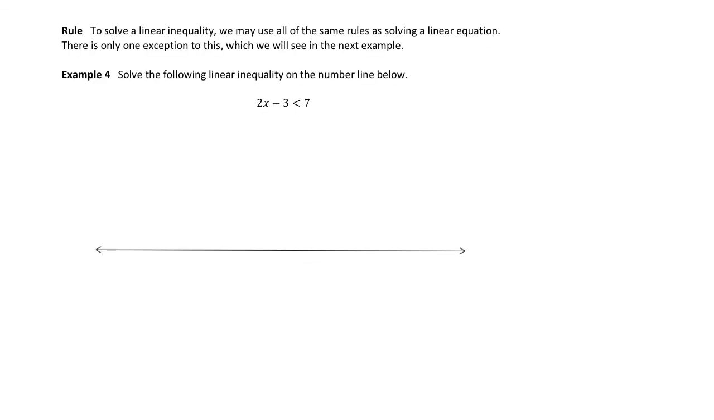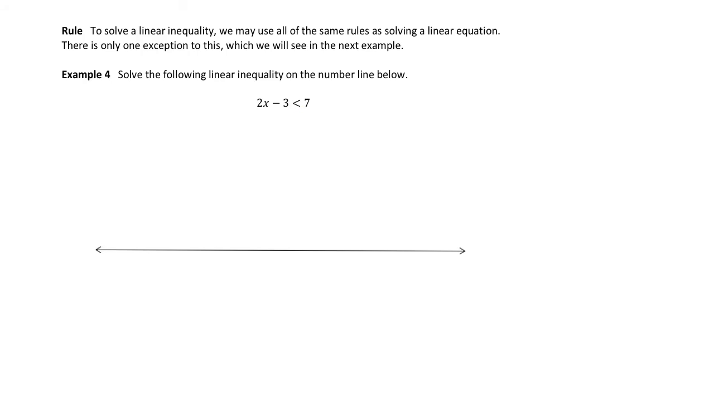For example 4, same idea as the previous 2 examples. I want to find all of the numbers that make this thing a true statement, and then I'll shade them on this number line given below. But there's a problem. The issue is, it's not just x is less than 7. That would be very easy. You just go to 7 and then take everything that's to the left of it. The difference here is we have this 2x minus 3 is less than 7.